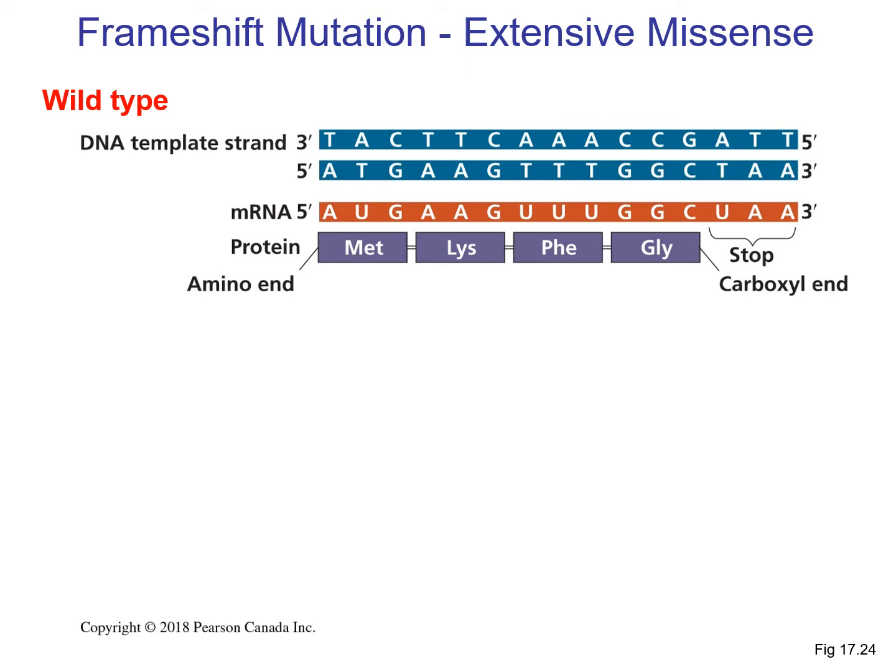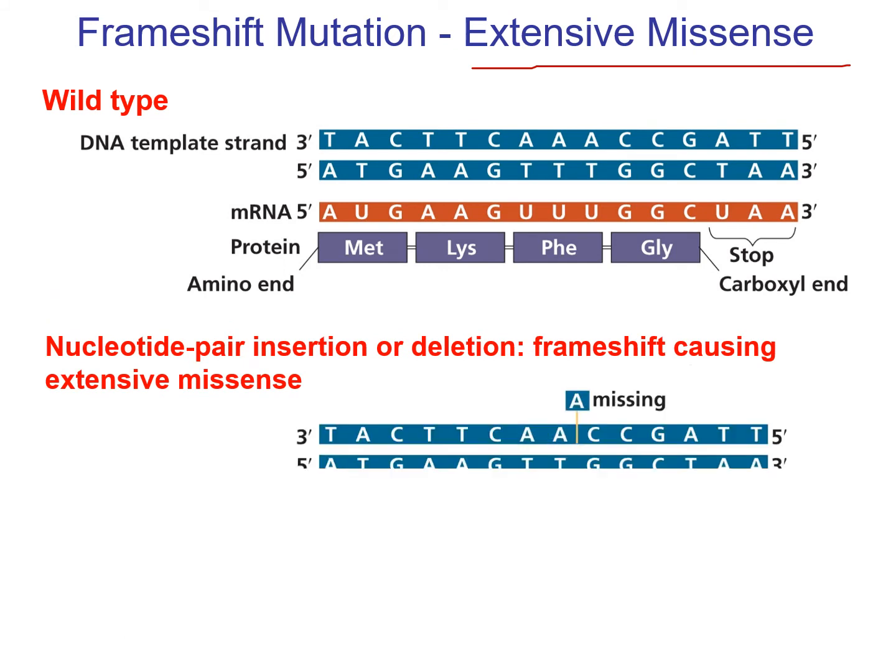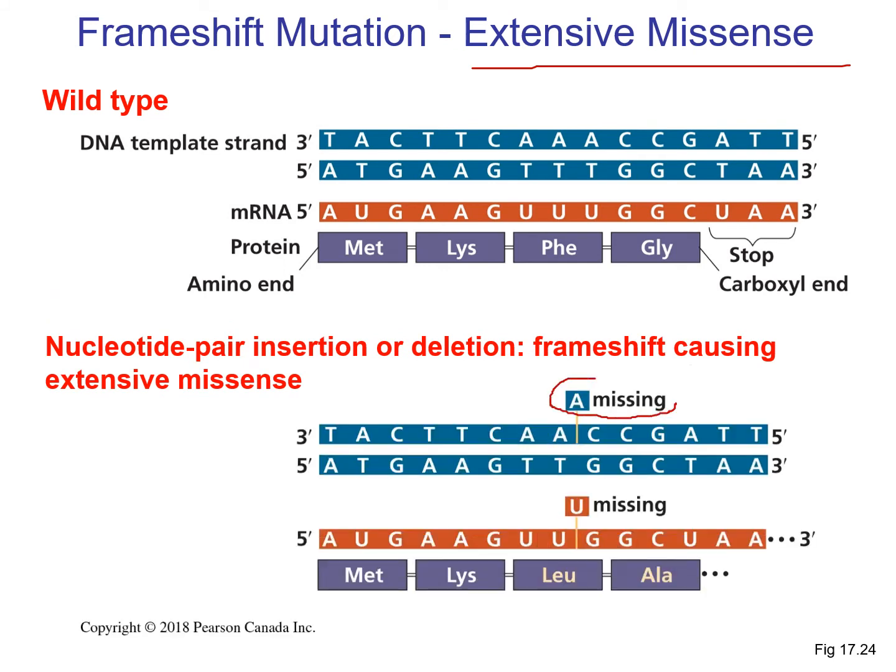In the second example, we have extensive missense. That just means we have the wrong amino acids. Here's an example where we've cut out an A. A frameshift means you can insert or cut out a nucleotide. So we cut out the A, and notice our consequence: we have a UUG. So instead of a phenylalanine up here, we have a leucine down here. And the next amino acid, GCU, becomes an alanine, and so on. So every single amino acid after this point will probably be the wrong one. This is also bad for most proteins because you have all the wrong amino acids, so you're not going to have the right protein. It's going to be totally non-functional.